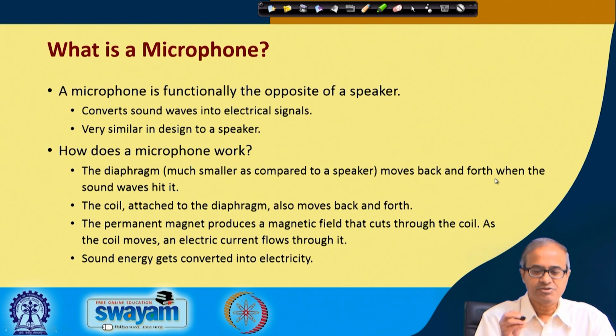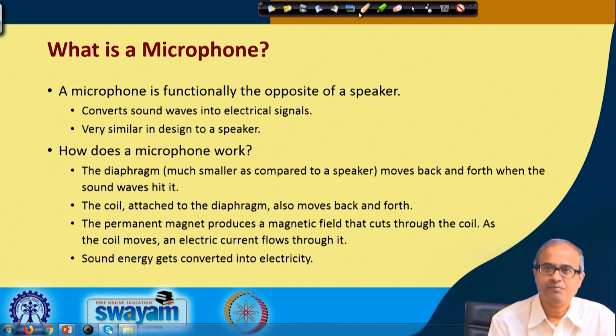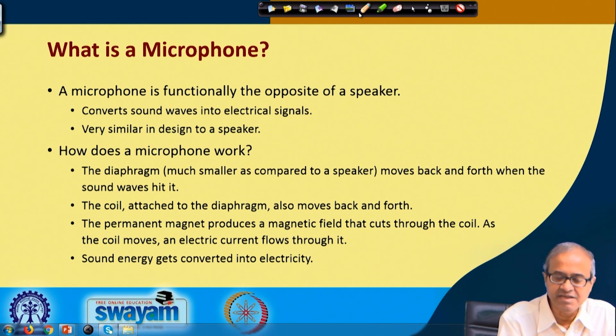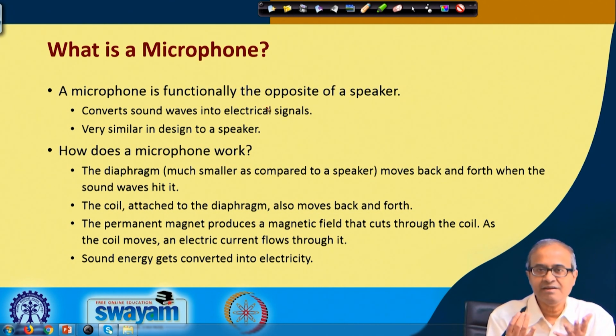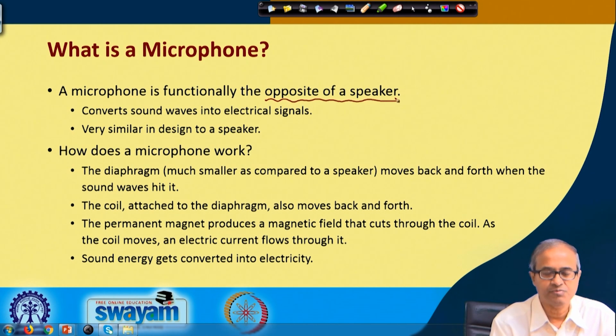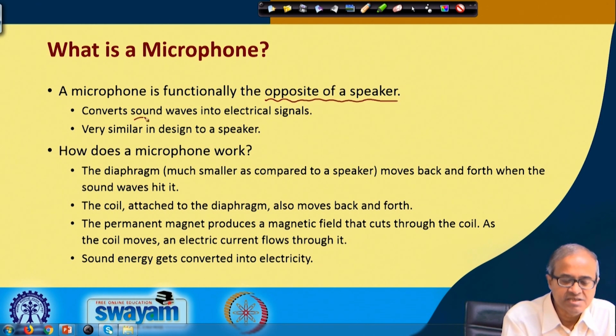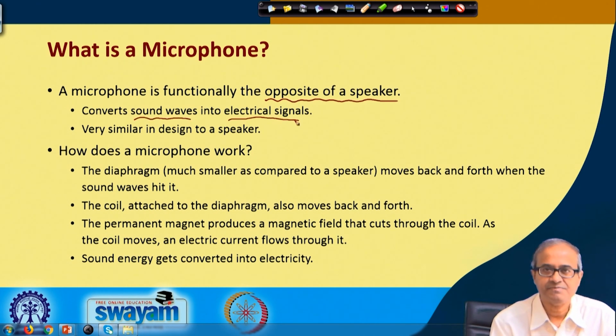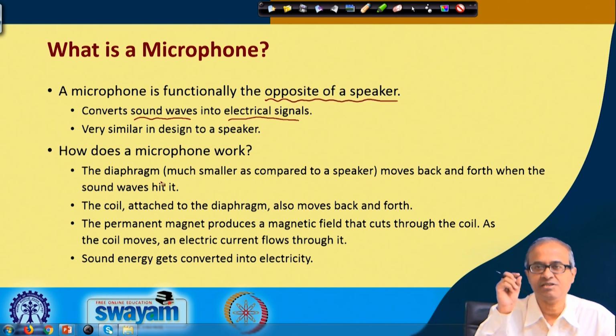Okay. So, essentially what is a microphone? In terms of functionality, internally the arrangement is very similar to that of a speaker, but it works in exactly the opposite mode. A speaker converts an electrical signal to sound, a microphone converts sound into electrical signals. The design is very simple, similar. Here also there is a diaphragm, but microphones are much smaller than a speaker.